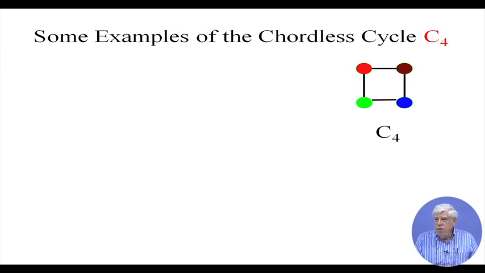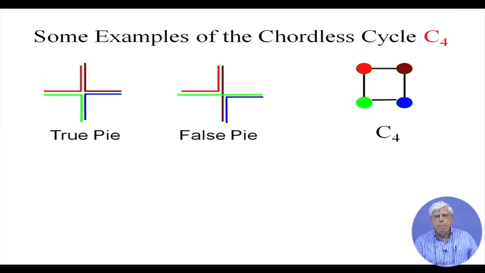What could chordless cycles look like in an EPG graph? Well, here are 2 ways that you could represent them with single bends. You could have what is called a true pi. These 4 paths go in and out, in and out, in and out, in and out. And you see that you get the chordless cycle. Opposite paths only share a vertex, so they are not adjacent in the graph.